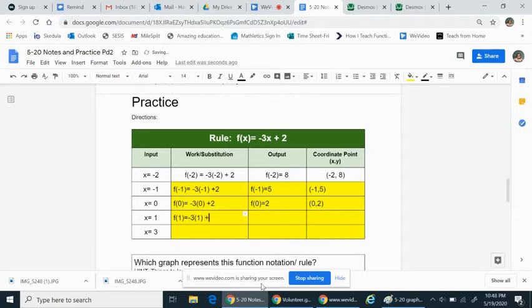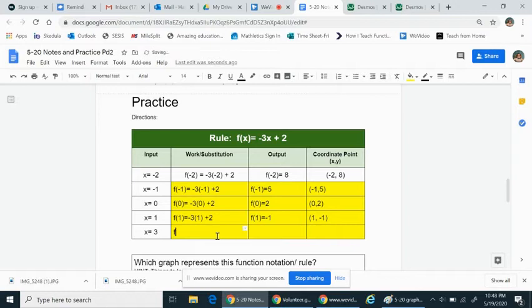Next one, f of 1 equals, then I have my -3 original from the equation, in parentheses the 1, plus the 2 again from the equation. I'm going to talk this out loud to you guys. So we have f of 1 equals -3 times 1, so that is going to be -3, plus 2 is going to be -1. So this one's going to be 1, comma, -1. My x and my y.